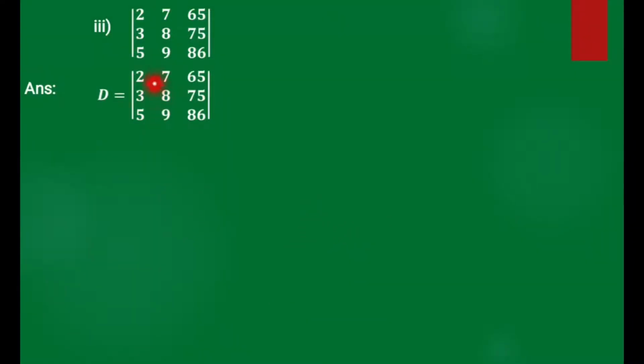We multiply this second column elements by 9. So we write here 9 into 7 which is equal to 63, 9 into 8 equals 72, 9 into 9 which is equal to 81. And if we subtract, 65 minus 63 we get 2. Then 75 minus 72 we get 3. 86 minus 81 we get 5.